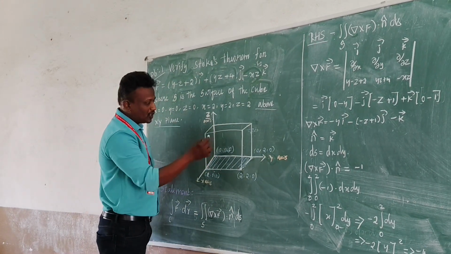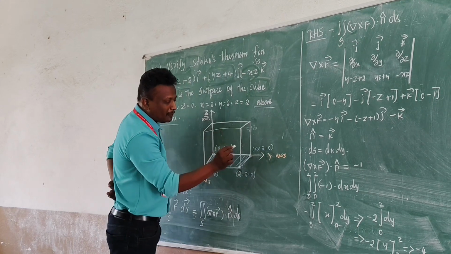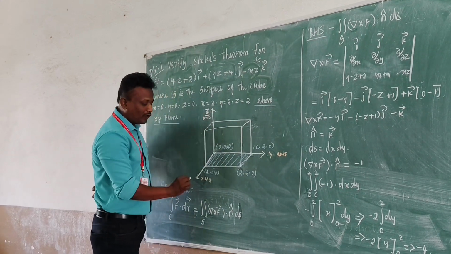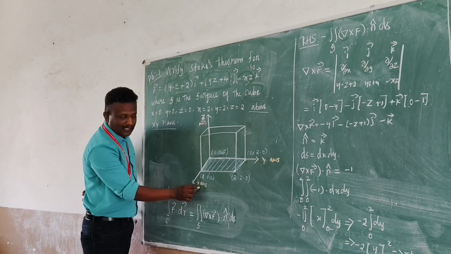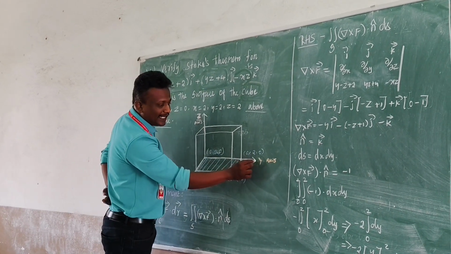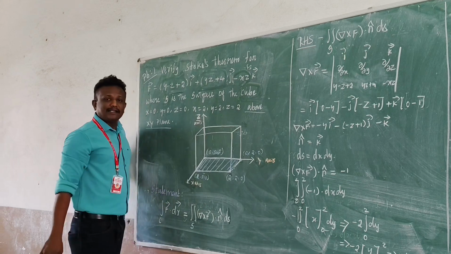We know very well how to draw a cube, where we have to pick what is the x-axis, what is y, and what is z. I have taken this line as the x-axis, this line as the y-axis, and this one as the z-axis.